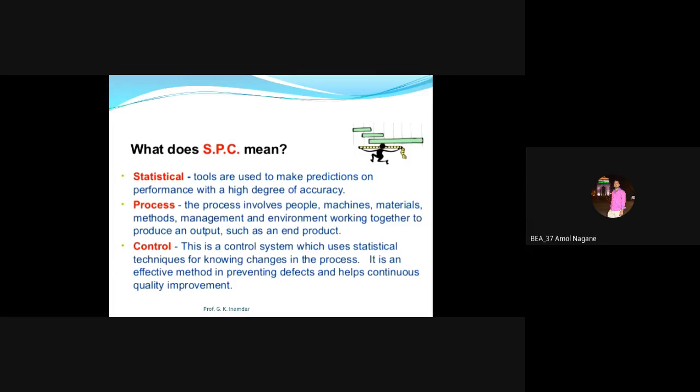This is a control system which uses statistical techniques for knowing changes in the process. It is an effective method in preventing defects and helps continuous quality improvement. So we can take an analysis of that particular product or service. Controlling is also very important. Now how can we use statistical process control in the market?